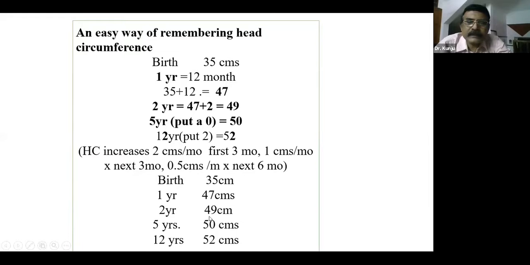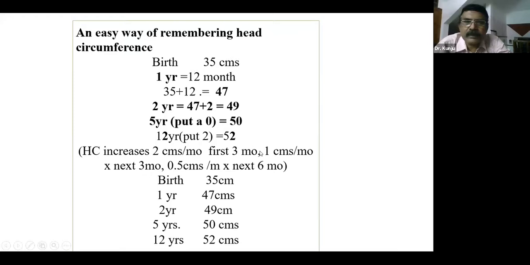For the first 3 months, we can calculate 2 centimeters per month, then 1 centimeter per month for the next 3 months, and then for the next 6 months it is 0.5 centimeter per month. So this way also you can calculate, but there is no need to remember all these things. You can just remember 35, 47, 49, 50, 52. In between, you can calculate using these values, so there is no need to know even the monthly increments.